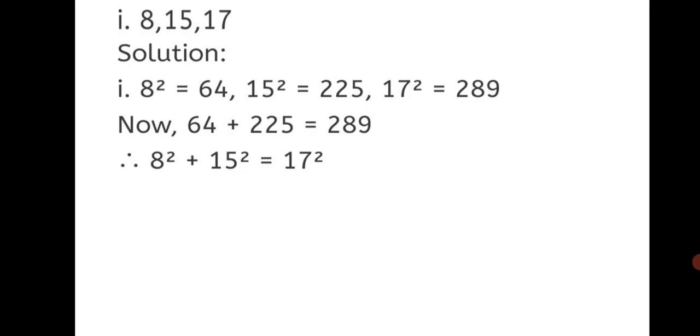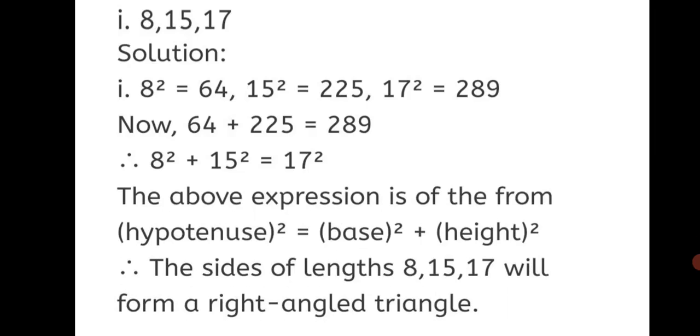So we will write 8 square plus 15 square is equal to 17 square. The above expression is of the form hypotenuse square is equal to base square plus height square. Therefore, the sides of lengths 8, 15 and 17 will form a right angle triangle.